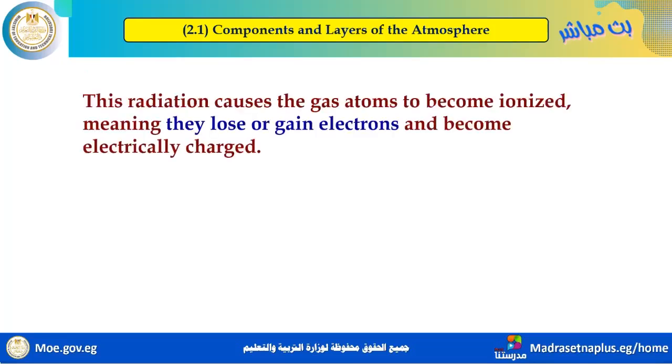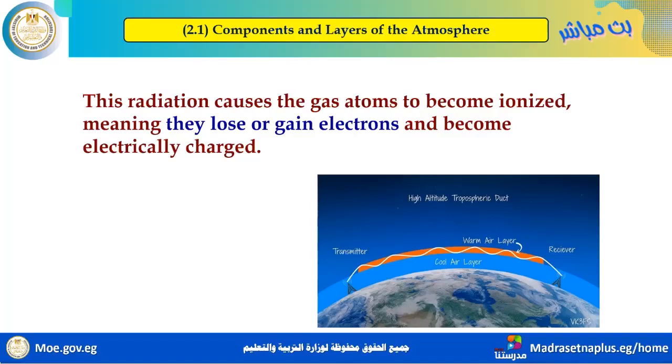This radiation causes gas atoms to become ionized. I said there is a lot of radiation coming to this layer. This radiation causes gas atoms to become ionized. Ionized means lose or gain. We said oxygen and nitrogen. So they gain or lose electrons and they become electrically charged because they were neutral. Due to solar radiation, they lose or gain and become electrically charged.